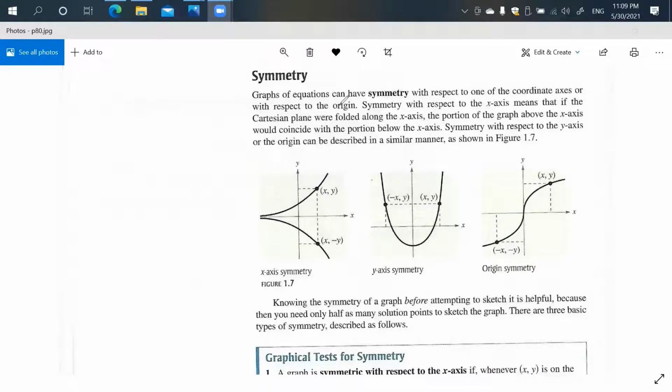Hello, today for class math core, okay? So we're gonna continue. The next one is symmetry.